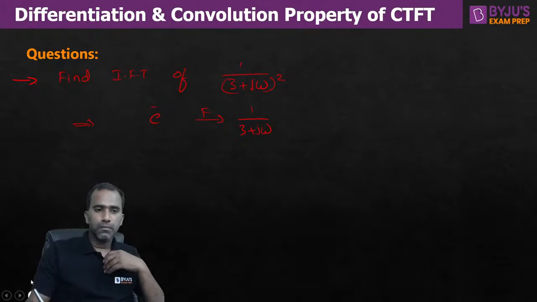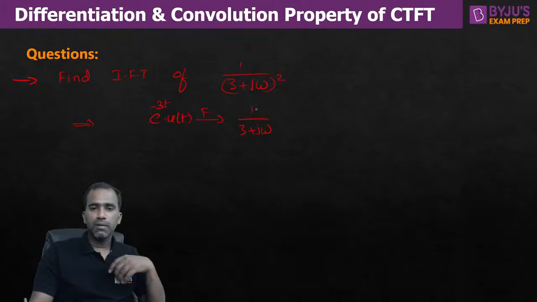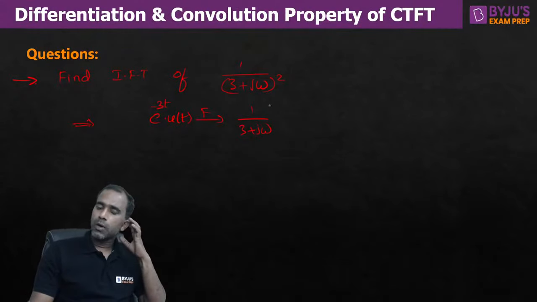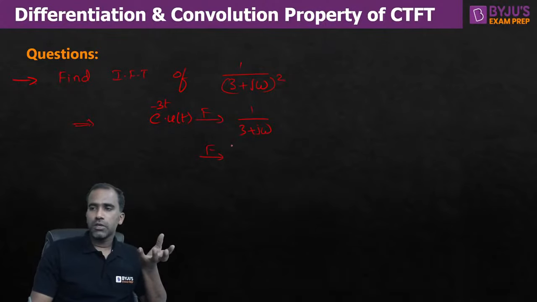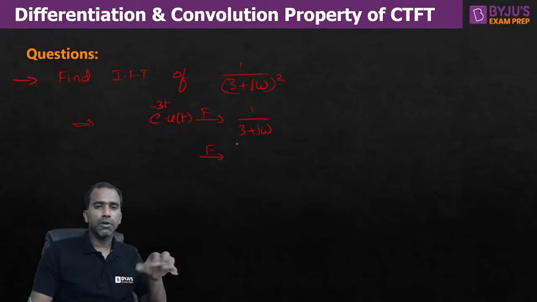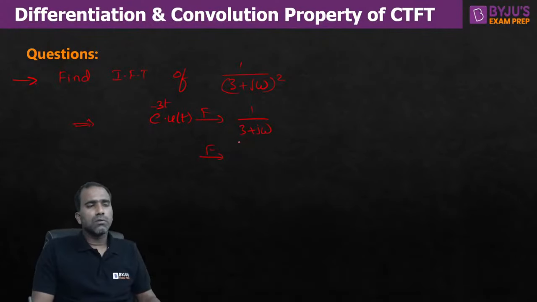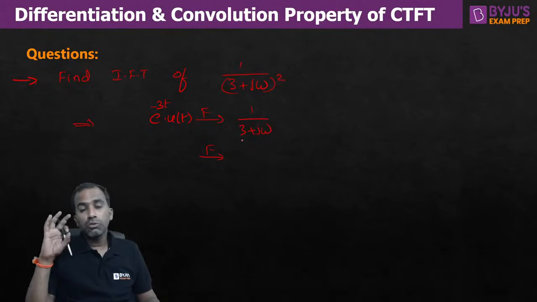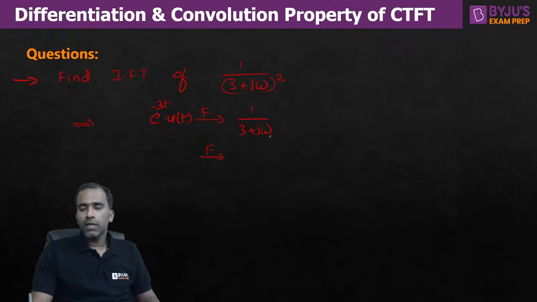E power minus 3t into u of t is the inverse Fourier transform of only 1 by 3 plus j omega. But you want the square happening. But there is no such property in Fourier transform where squaring happens in frequency. So since there is no such property as squaring, think about some property which will produce squaring. For this function, if you want to have squaring in the denominator, what kind of property can do that?